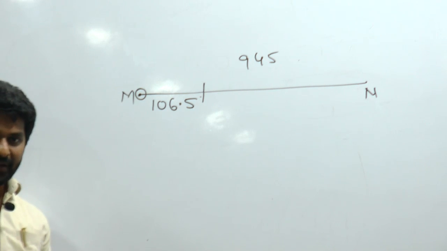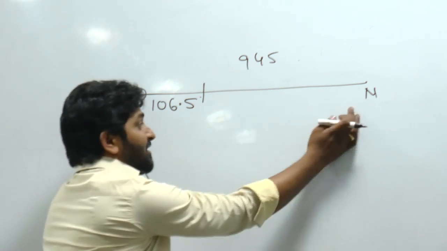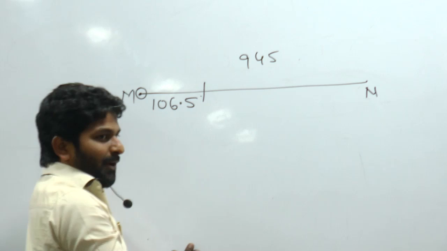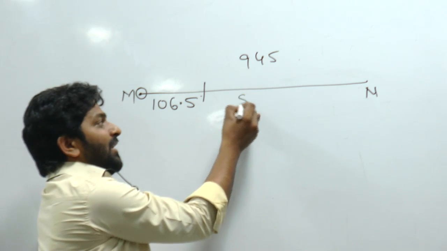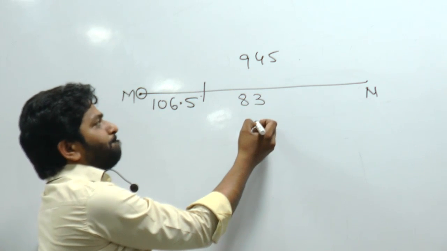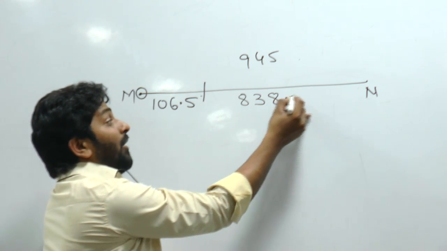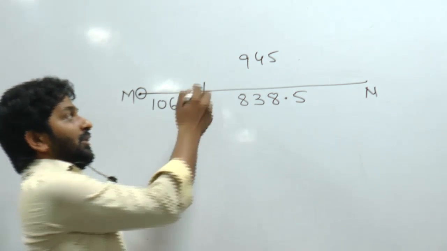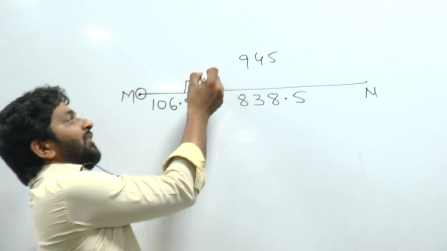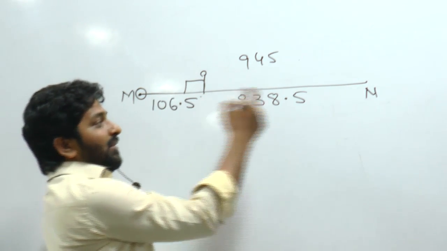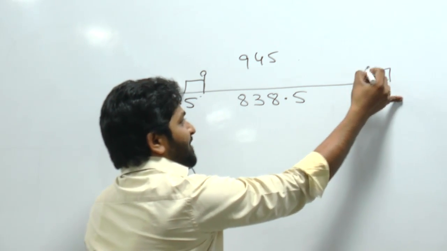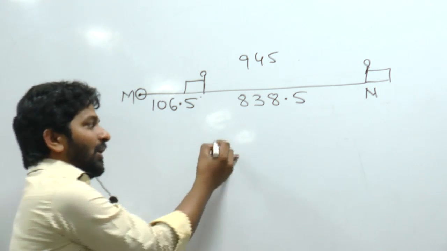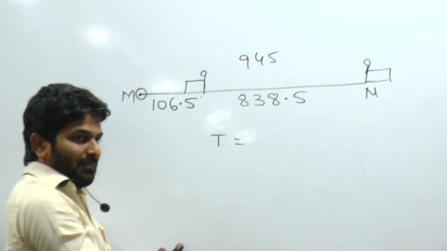Now the time is 5:30. What is the remaining distance between the two trains now? 945 minus 106.5. How much is the difference? 838.5. Now the train which started from station M is at this position and the second one is at station N. If they want to meet each other, I would like to calculate the time traveled here.